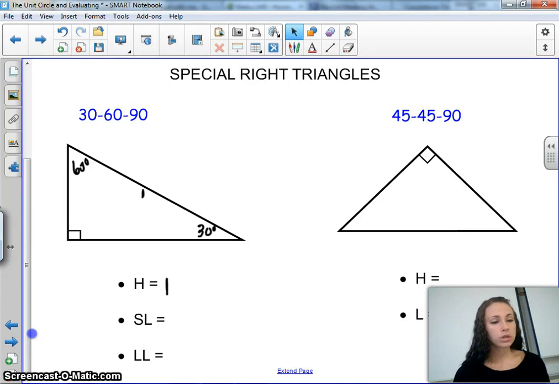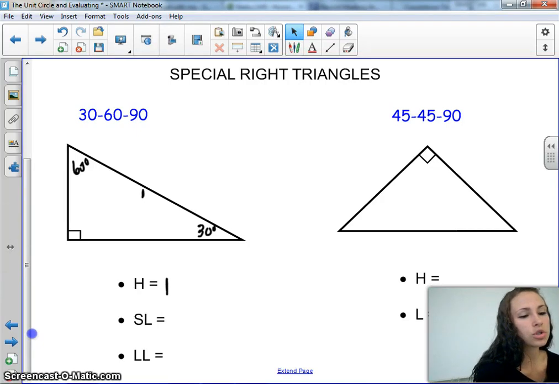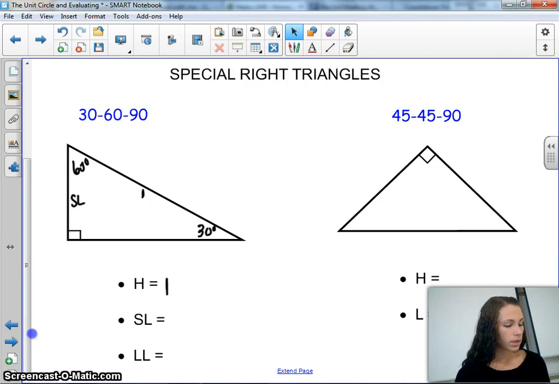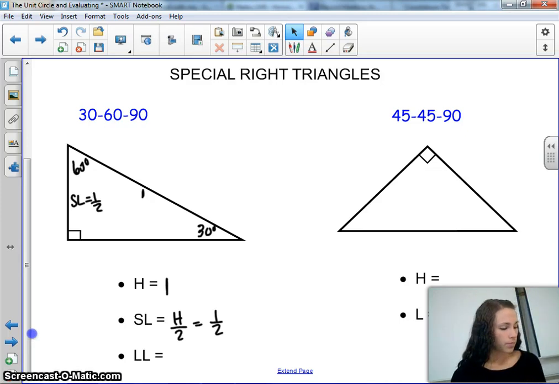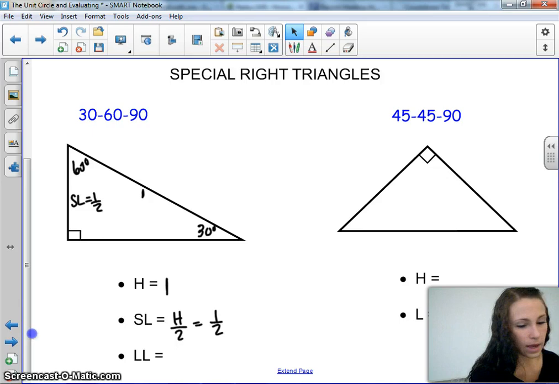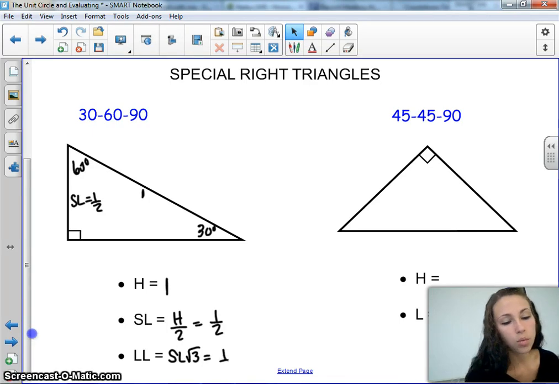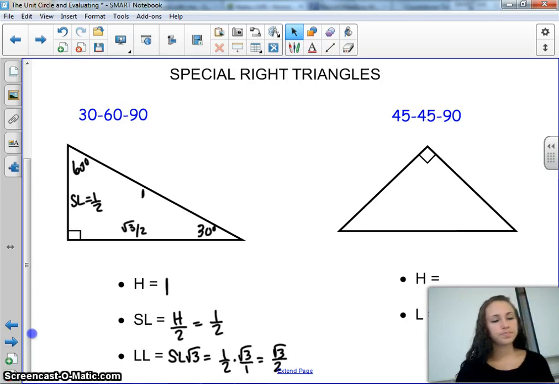Now, your short leg, which is across from the 30-degree angle, this is your short leg. The rule is it's the hypotenuse divided by 2. So the hypotenuse is 1, so 1 divided by 2 would mean the short leg is 1/2. Now, the long leg, the rule for that is just the short leg times the square root of 3. So I would say 1/2 times the square root of 3. This is like over 1. And so when I simplify this, 1 times the square root of 3 is the square root of 3, and 2 times 1 is 2. So the long leg should be square root of 3 over 2.